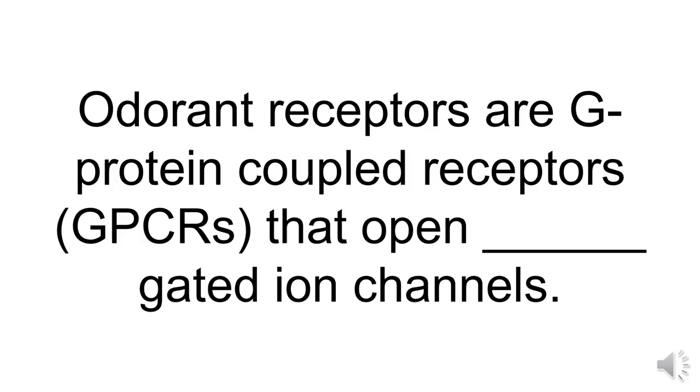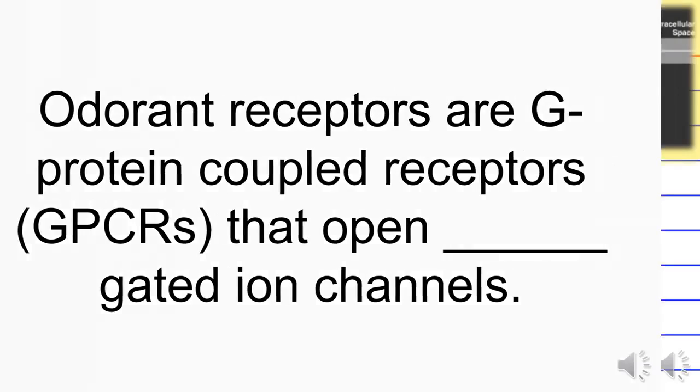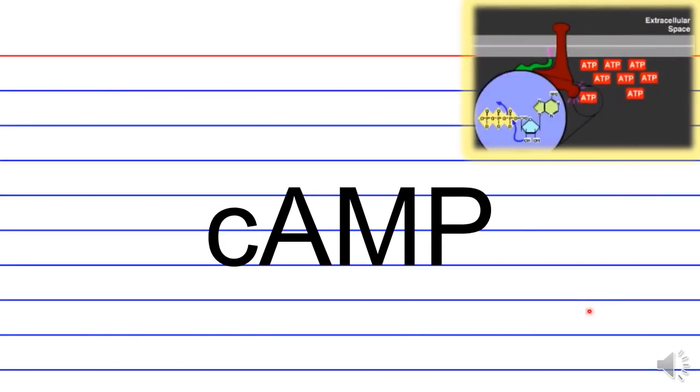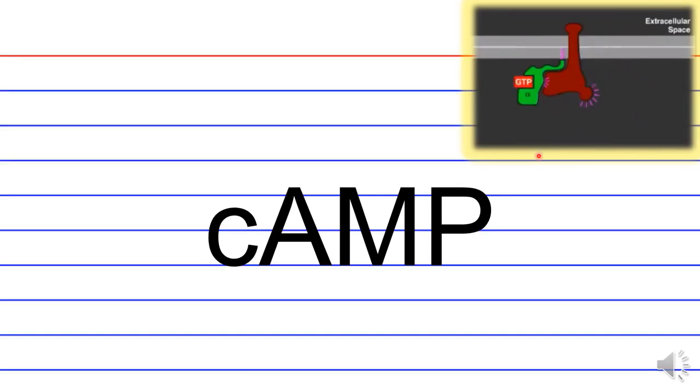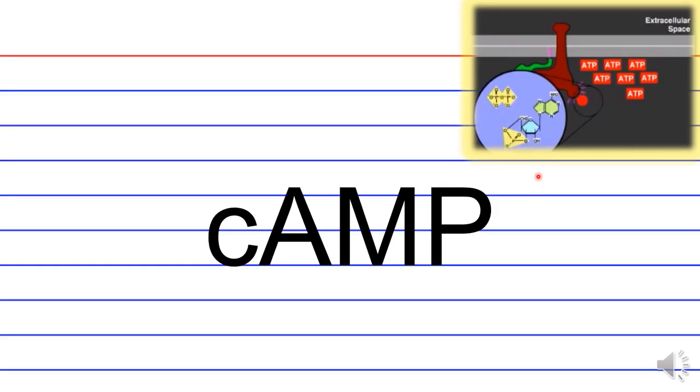Odorant receptors are G protein coupled receptors, that is GPCRs, that open blank gated channels. Blank gated ion channels. So what molecule is associated with these ion channels? I'll give you a moment. That is cyclic AMP, and here goes an animation of the formation of cyclic AMP from ATP. It's cyclic adenosine monophosphate, okay?